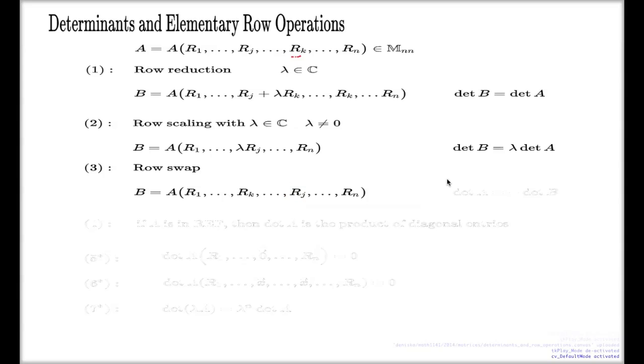Row swap is another elementary operation which we have in our tool set, and in that case, that's exactly what happens to the determinant. The determinant changes its sign to the opposite one.